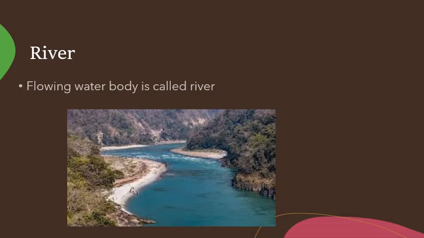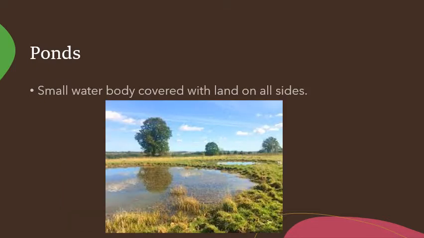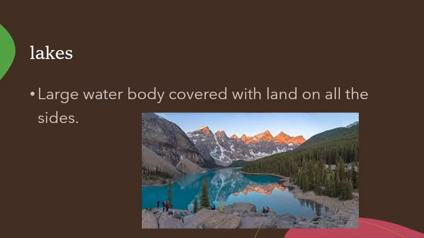There are different kinds of rivers. Some are rain-fed rivers, some are snow-fed rivers. The next one is ponds: small water bodies covered with land on all sides. I repeat, please write it down in the textbook. That is called a pond. Next is lakes. Lakes means large water bodies covered with land on all sides.